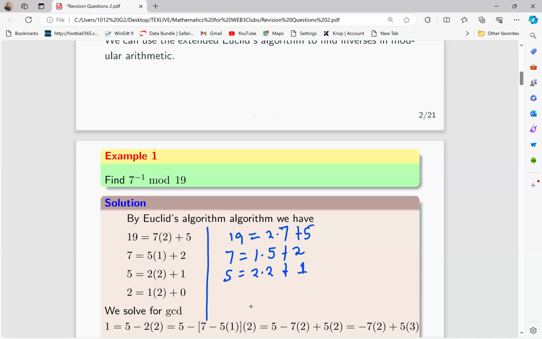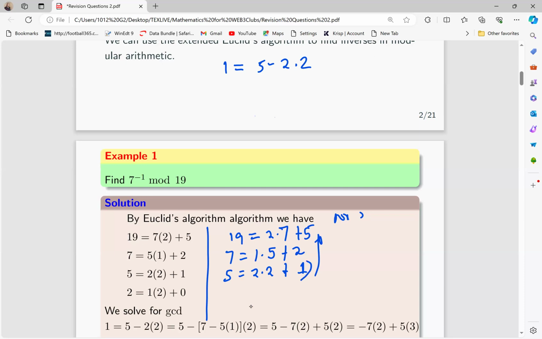I obtained the GCD. Now you make this GCD the subject of the formula. Begin reversing as you go up. Let me write it above here. 1, which is our GCD, will be given by 5 minus 2 multiplied by 2.